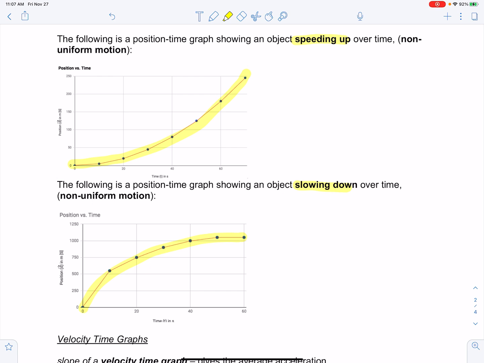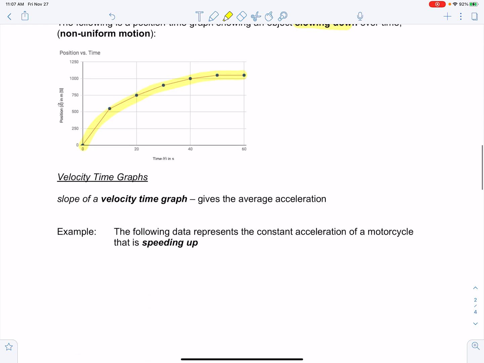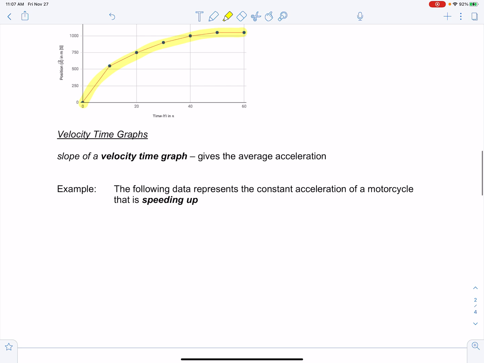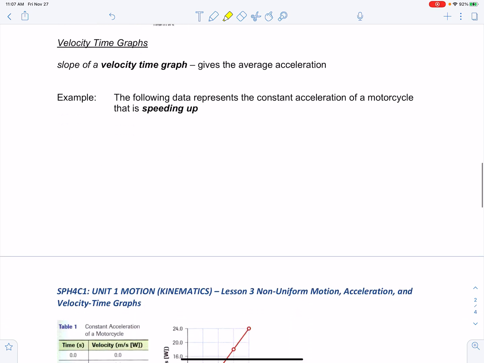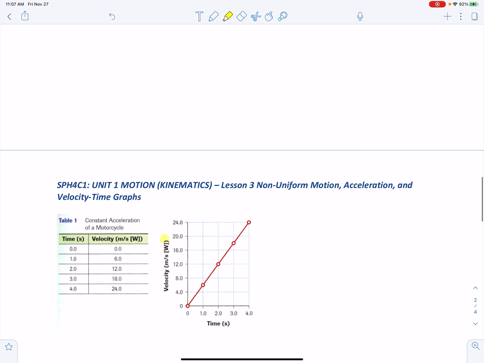We are going to introduce a second type of graph, an important one when studying motion, and it's called a velocity time graph. So a velocity time graph is one in which there is velocity on the y-axis and time on the x-axis. So let's take a look at a couple examples of velocity time graphs. Take a look, velocity on the y-axis, time. And here we have an object that is speeding up, and this is what a velocity time graph for an object speeding up looks like. It's a straight line with slope. So we can actually find the slope of this object speeding up.